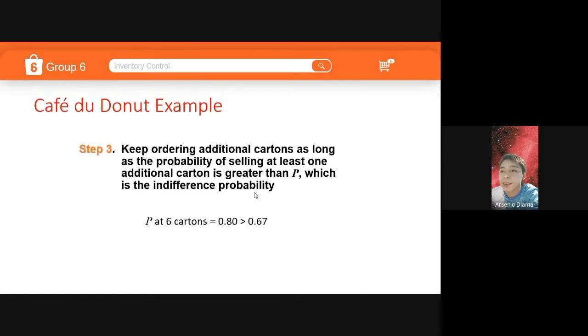Step 3. Keep ordering additional cartons as long as the probability of selling at least one additional carton is greater than P, which is the indifference probability. So based on the table above, up to 6 cartons is the safest number of stocks with a greater probability of being sold, so they can purchase that amount and avoid piling up inventory that would be wasted at the end of the day.